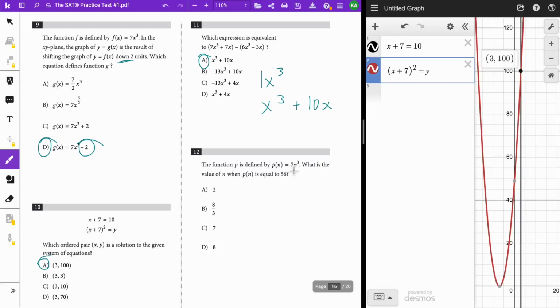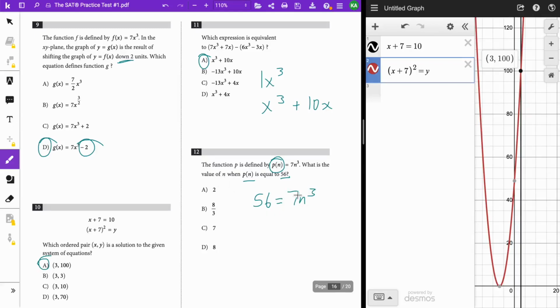What about 12? P of n equals 7n cubed. So what's the value of n when P of n is equal to 56? Well, if P of n is 56, let's plug 56 in for P of n. So we get 56 equals 7n cubed, and they want the value of n.